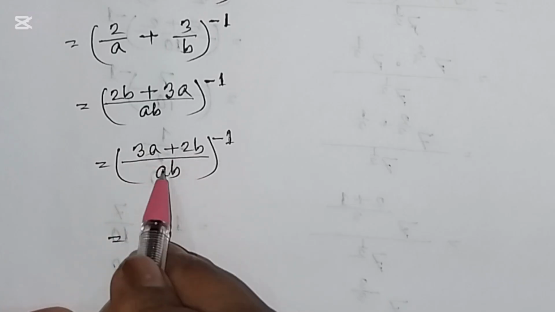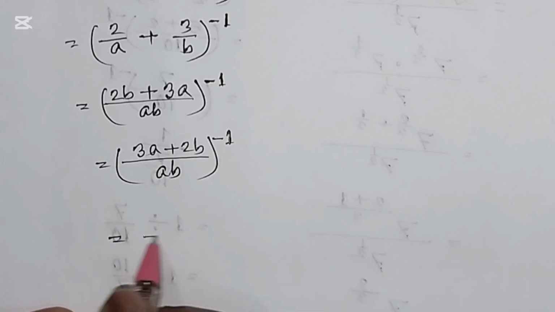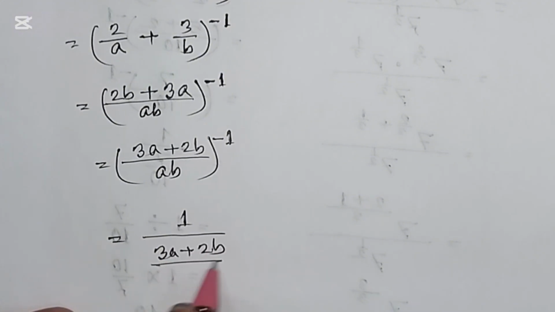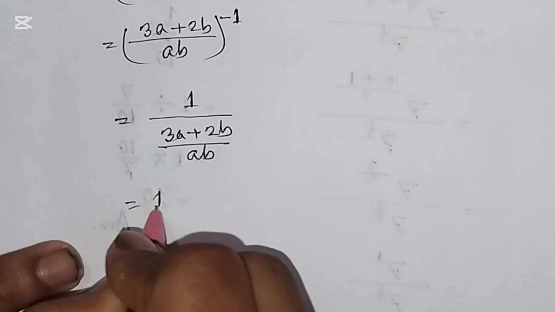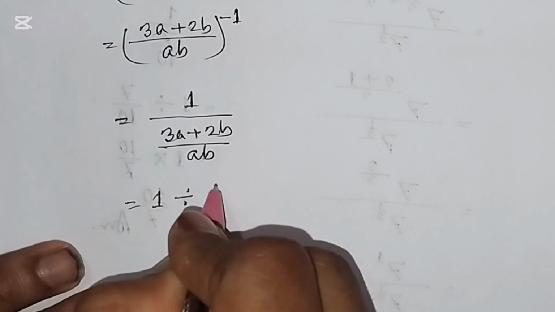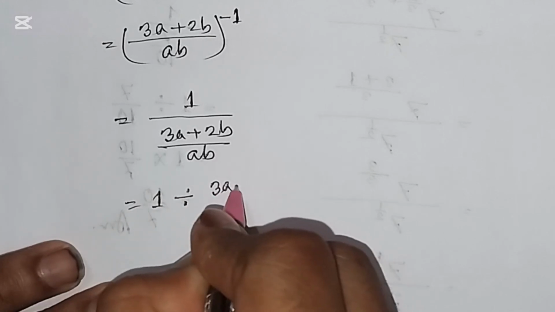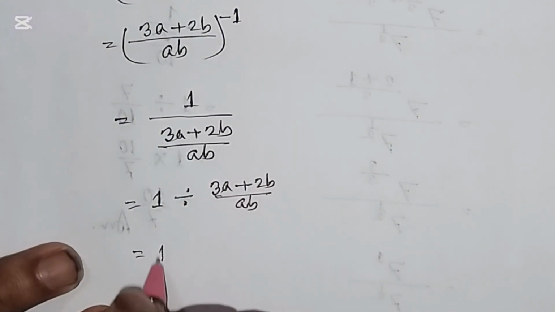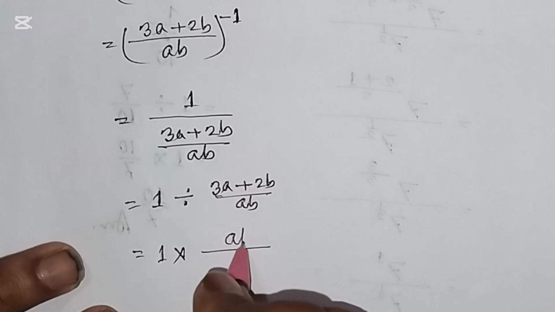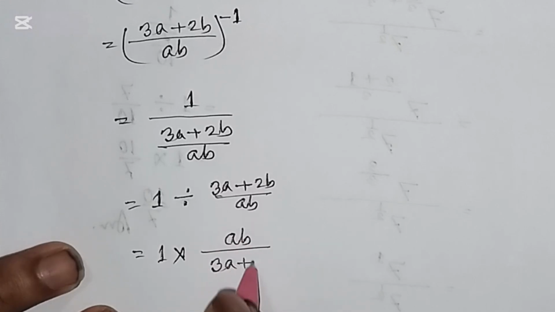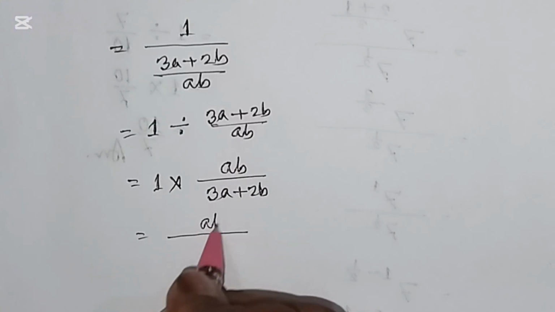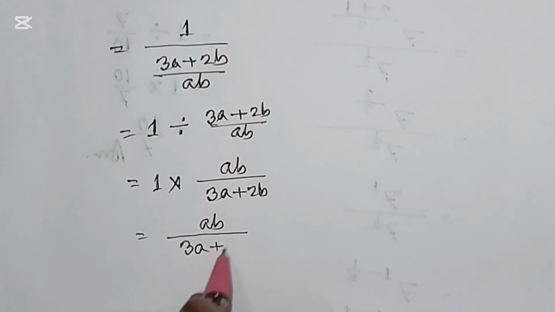3a plus 2b by ab whole inverse 1 is written as 1 by 3a plus 2b divided by ab, equals 1 divided by 3a plus 2b by ab, equals 1 multiply ab by 3a plus 2b. So the multiplying value is ab by 3a plus 2b.